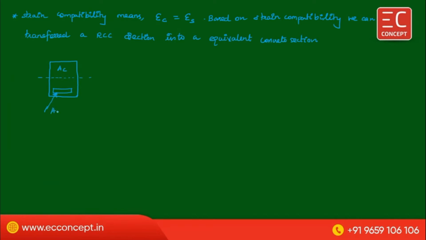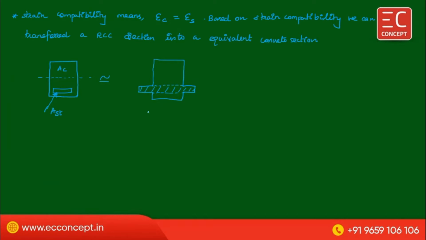This is the area of the steel, AST. Now, if we convert the entire area into an equivalent area of concrete, this is the transformed section area. It becomes something like that. This is the equivalent section. That means here the area of the steel is increased. So this portion is the area of steel.